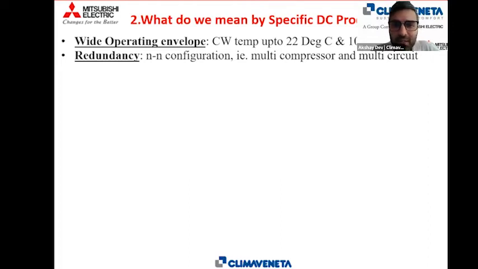So for example, if there are 2 compressors in the chiller, we plan in such a way that there are 2 compressors and 2 individual circuits. We call it an N+N configuration. So one 3-compressor model will have 3 independent circuits. We cannot afford any chiller having downtime. So this is another key aspect you must look at when you're choosing a data center chiller.